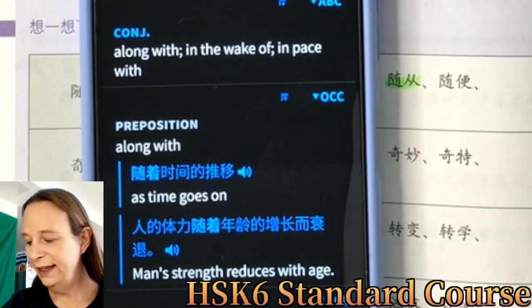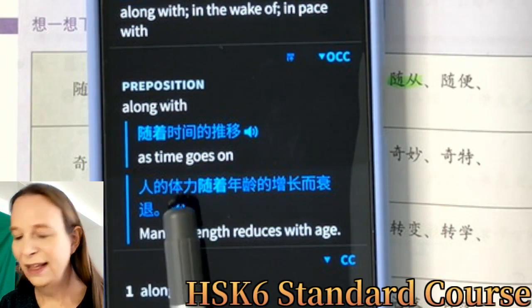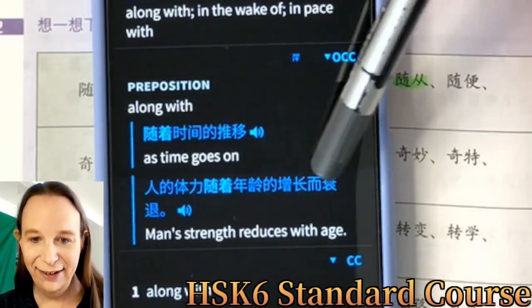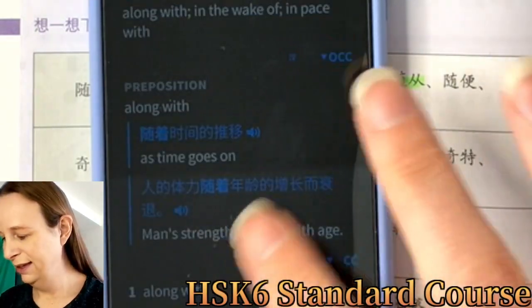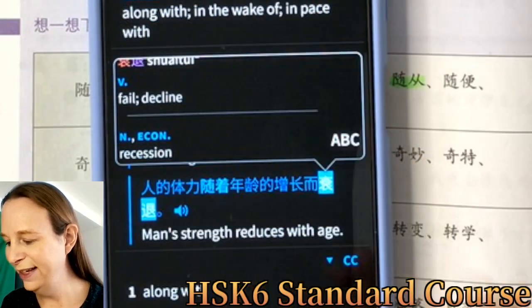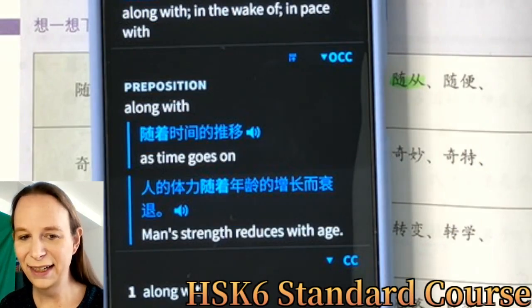人们的体力随着年龄的增加而衰退. Yeah, this is a good example. So people's physical strength, as their age increases, recedes, right? 衰退, weakens. What do they call it? Decline? I think recede is a better choice. Fail is not appropriate. Decline works.